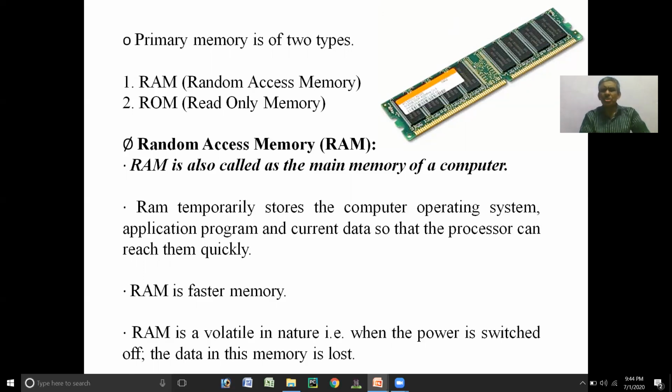RAM temporarily stores the computer's operating system, application programs, and current data so that the processor can reach them quickly. It means the main task of RAM is, first, it loads our operating system onto it. Then second, if you are opening any application software, that will again be loaded into RAM only. Again, that is also temporary. Even for processing purposes, whatever data we are providing, that current data will again be stored in RAM only. These are the three major operations that RAM performs, but everything is temporary here.